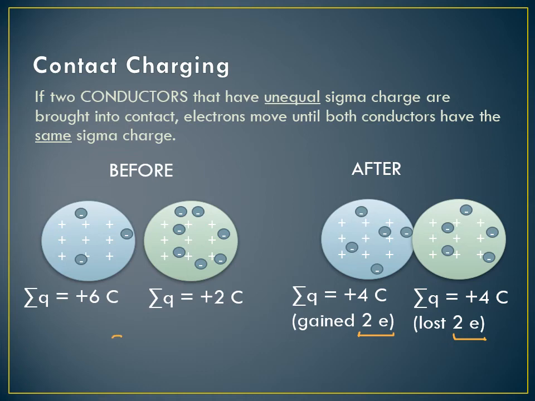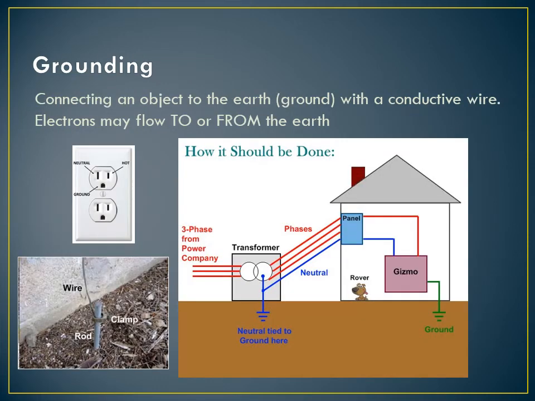Charge in this whole system is conserved, conservation of charge. We still have 8 coulombs over here, and we still have 8 coulombs over here, so we haven't created or destroyed any charges on their own. A process that's sort of similar to contact charging but not quite the same is known as grounding. You may have heard of that before.